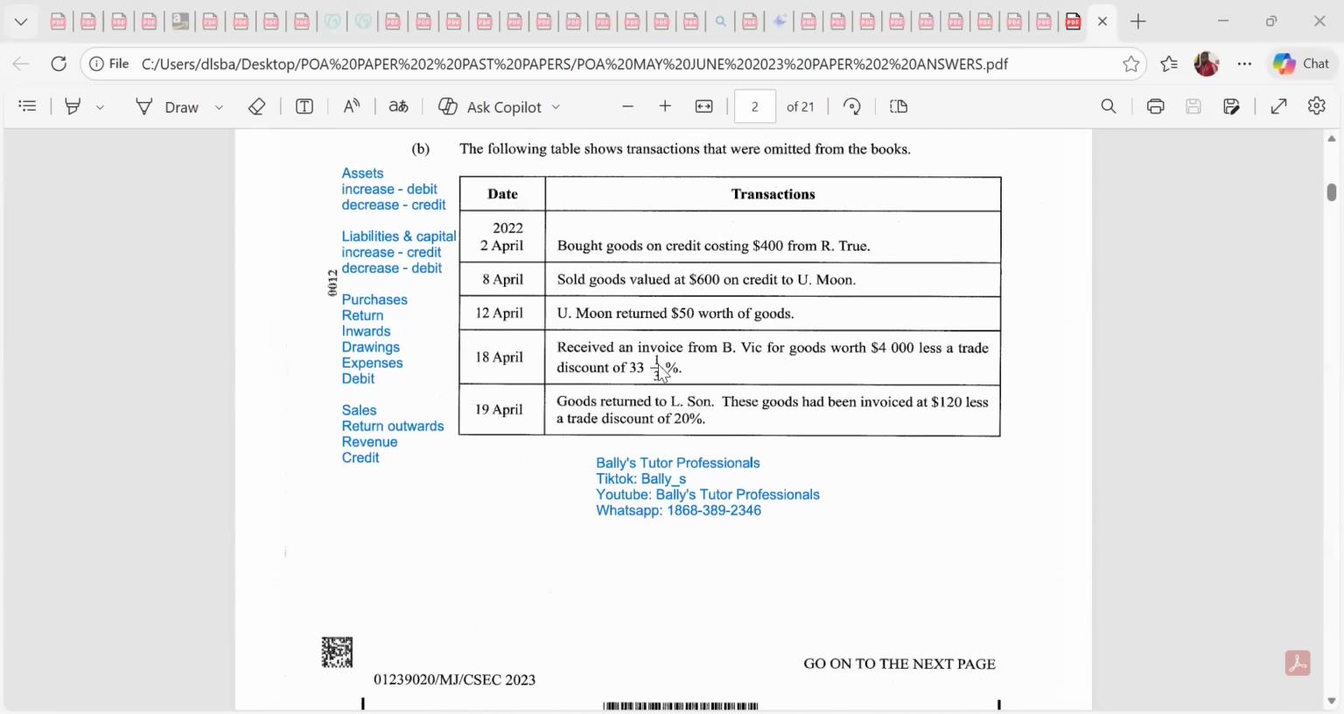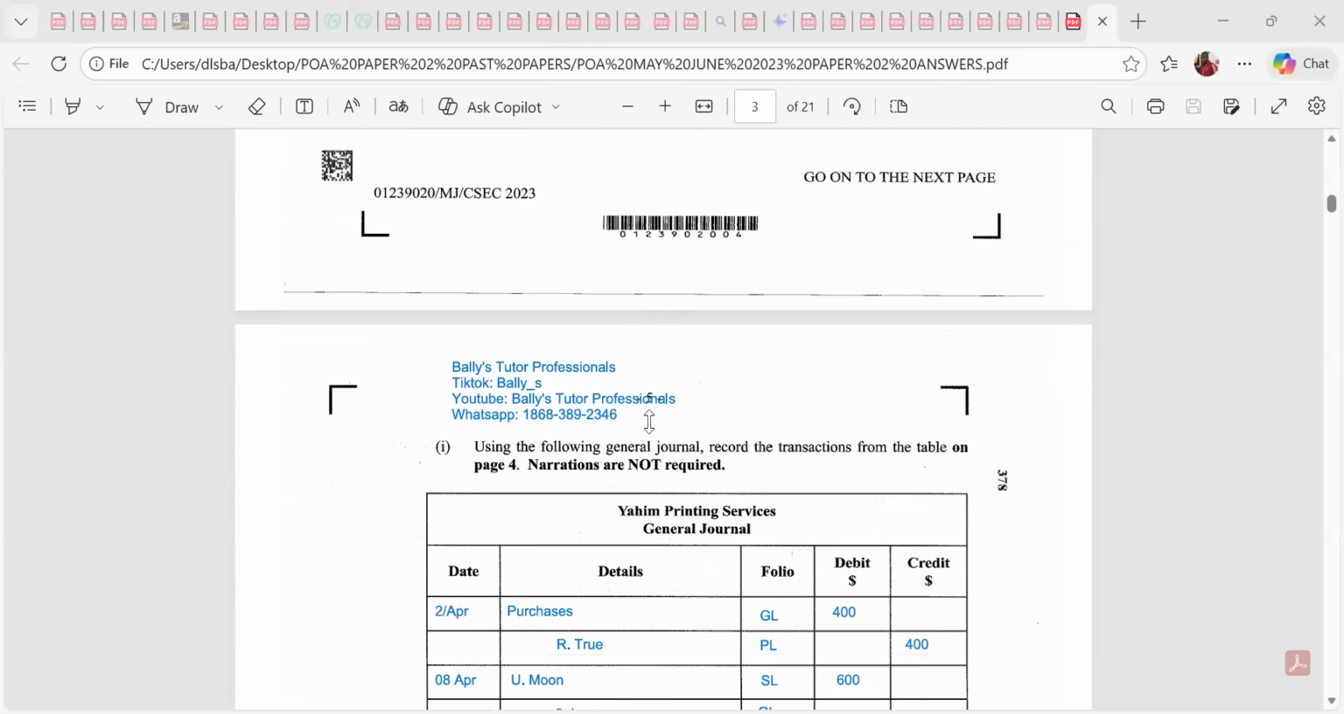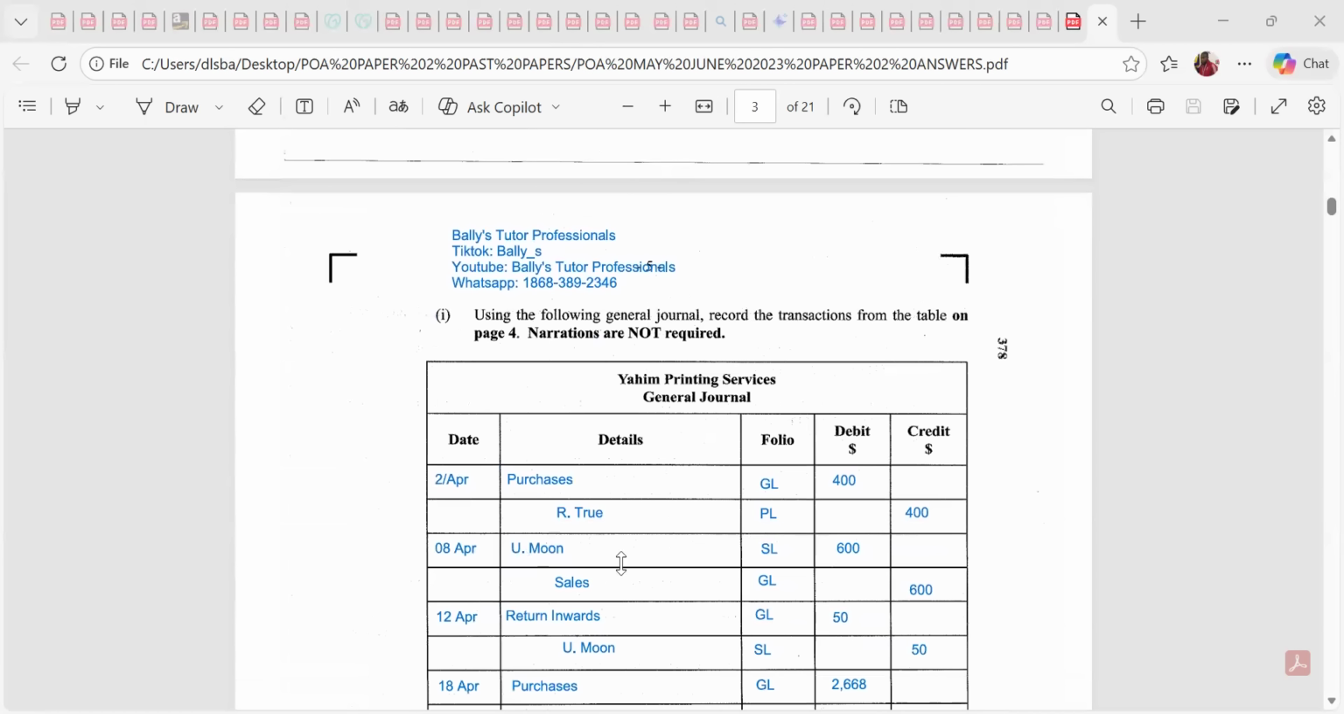Second one: sold goods valued at 600 on credit to You Moon. Sold goods would be sales. Sales is always what, debited or credited? Sales is credited. Right. So if we're going to credit sales, what are we going to do to You Moon? Debit. Correct. Simple as that. Just remember, we have to put what's being debited first. So we debit You Moon first. Then we credit sales. And again, we put the indent.